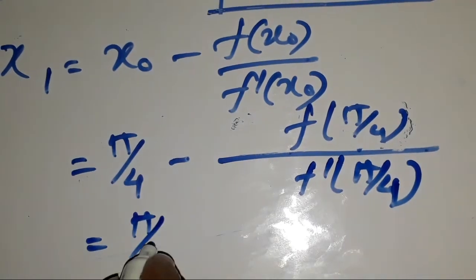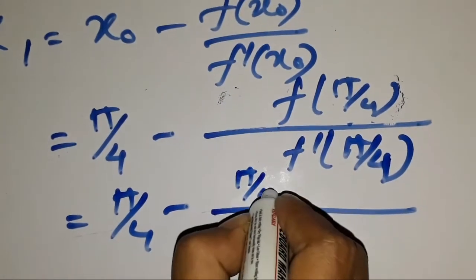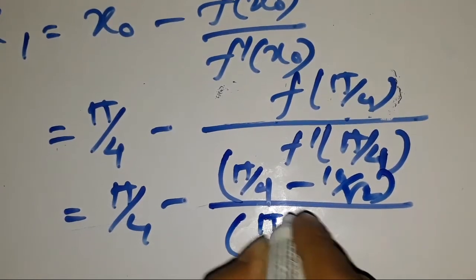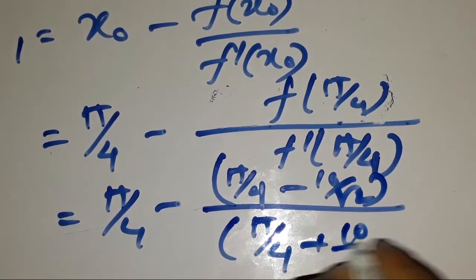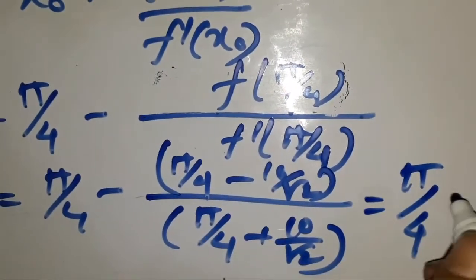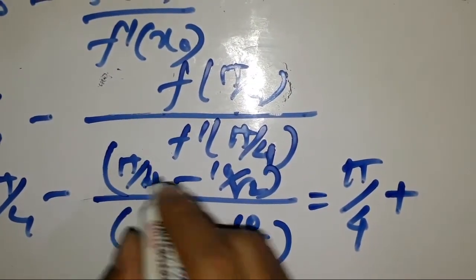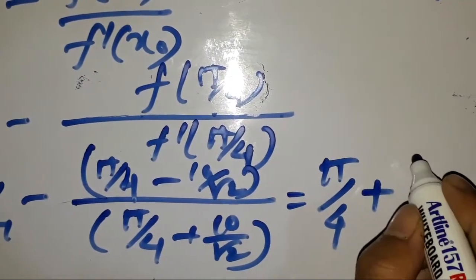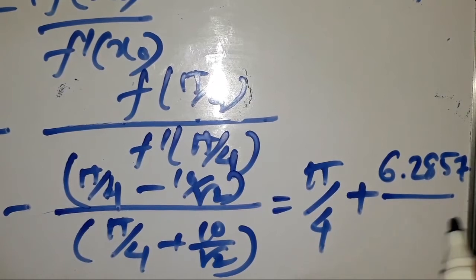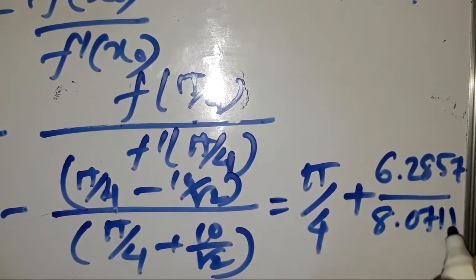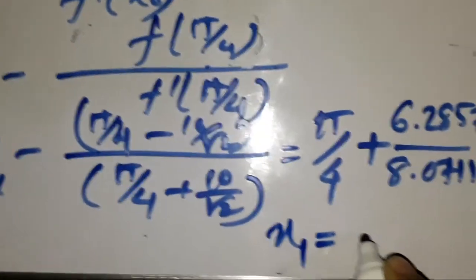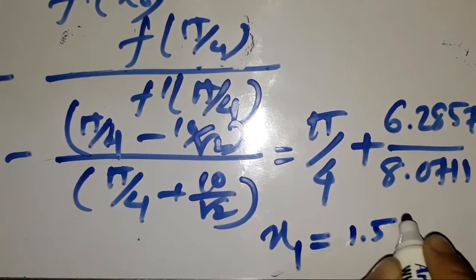And substituting the values, the numerator is pi by 4 minus 10 by root 2 and the denominator is 1 plus 10 by root 2. After calculating the numerator part, 6.2857 comes, and after calculating the denominator part, it comes 8.0711. After calculating it, we get the value of x1 as 1.564.